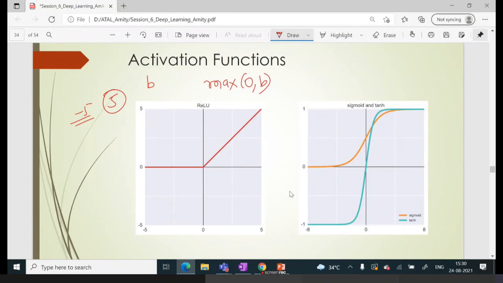Okay. Other activation functions are sigmoid and tanh, right? For sigmoid, you can see its shape. It's like an S shape, therefore it's called sigmoid. And another one is tanh, right? And there you can see their ranges, right? One is going from -1 to 1, and the other one is from 0 to 1.